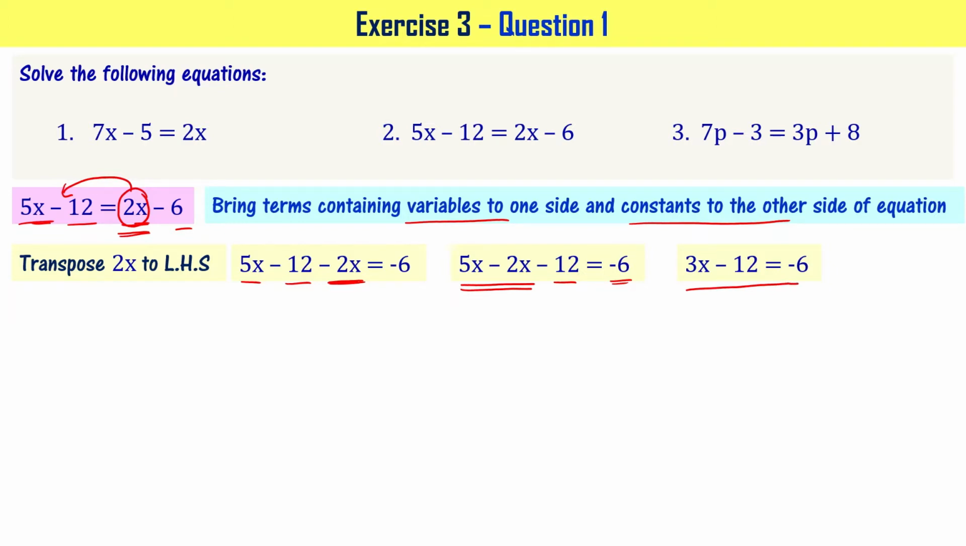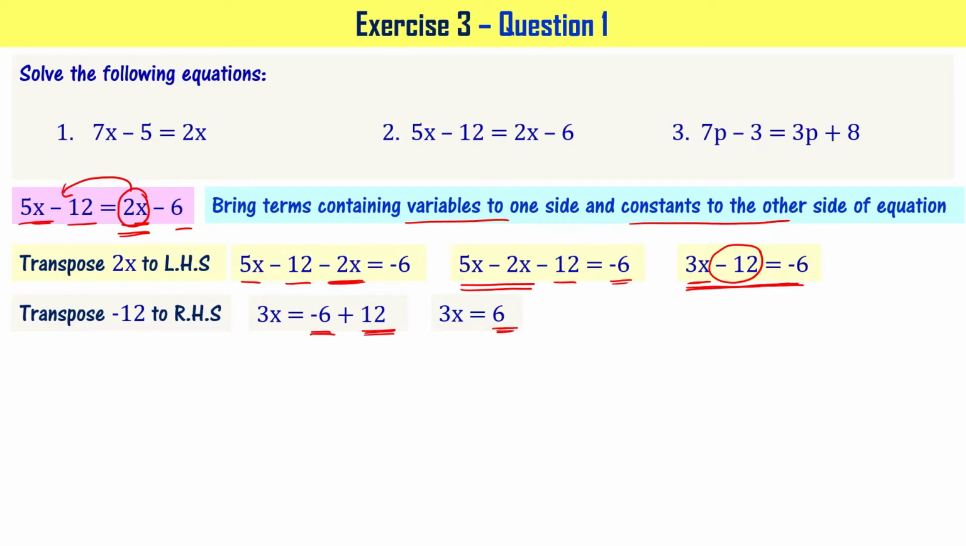Now, this is a linear equation. It has got variable on one side. Now, to solve this, I want to transpose minus 12 to the other side. When I do that, it is going to become plus 12, right? So I can write the equation as 3x equal to minus 6 plus 12. So when you simplify it, you get 3x equal to 6, right? Minus 6 plus 12 is 6. Now look at this equation. 3 is multiplying x. We want to find the value of x, right?